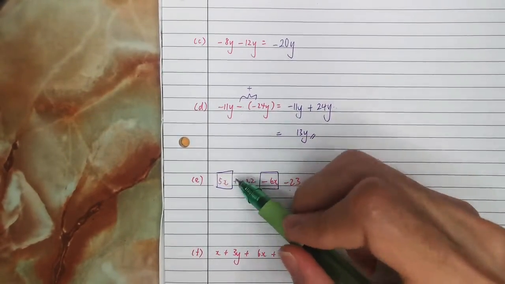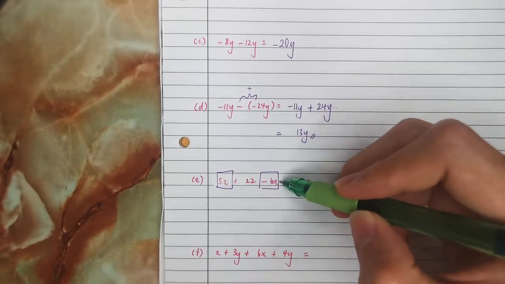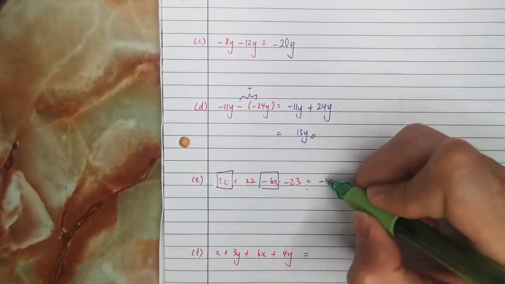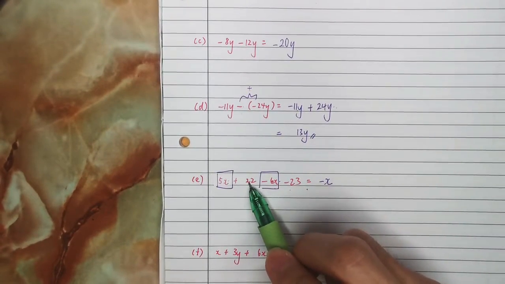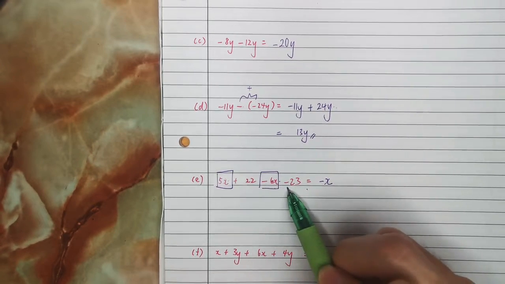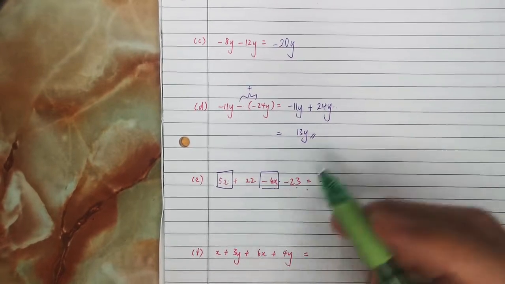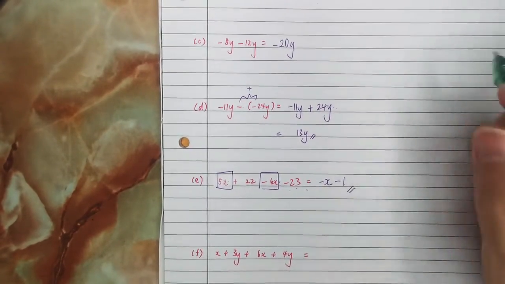So now I can add them up together. 5x minus 6x will be minus x. And let's combine the numbers together. So positive 22 minus 23. In this case, it will be minus 1. So this one will be my simplified expression.